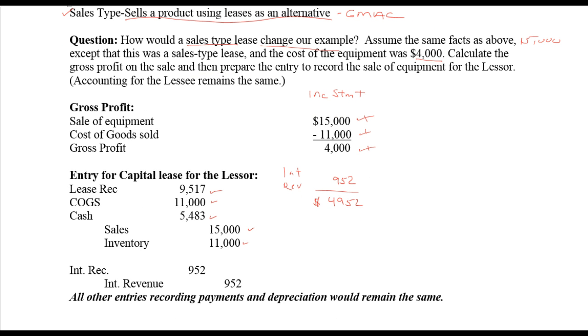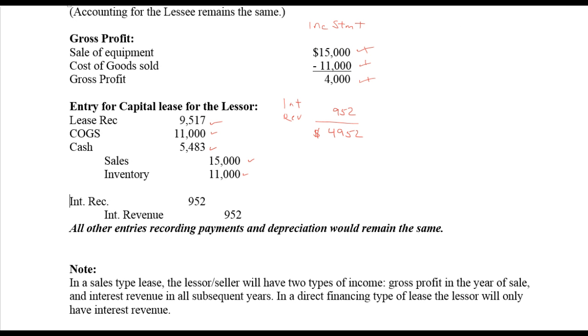All other entries recording payments and depreciation would remain the same, so I'm not going to show you all of those again. But I am going to summarize by noting that in a sales type lease, the lessor or seller will have two types of income in that first year: gross profit in the year of sale and interest revenue in the year of sale, but will have interest revenue in all subsequent years as well. In a direct financing type of lease, the lessor will only have interest revenue.